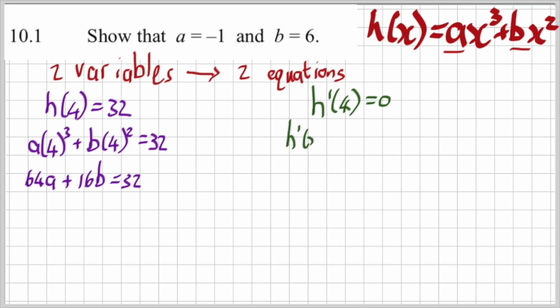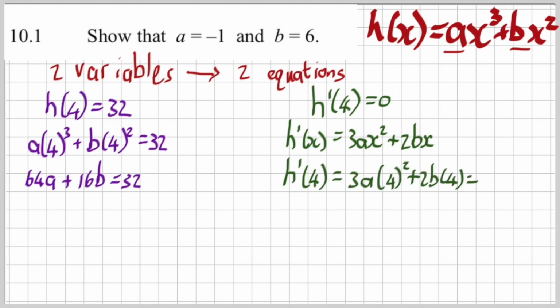When we look at this, I've got h accent of x, which is the derivative: 3ax squared plus 2bx, because I'm deriving in terms of x. This, ladies and gents, is now the derivative everywhere. But where do I want the derivative? Specifically at 4. So I'm going to substitute 4 in and put it equal to 0, because it's a derivative. This leads me towards the second equation of 48a plus 8b equal to 0.